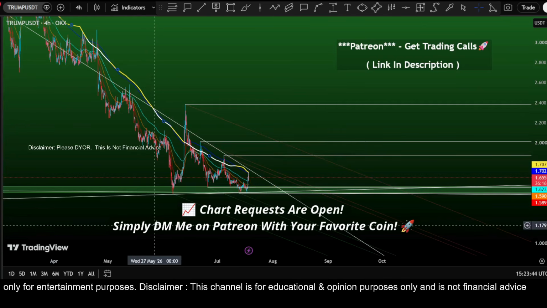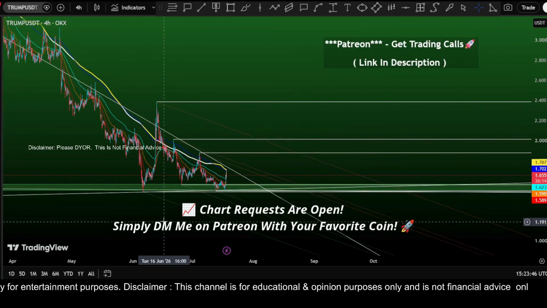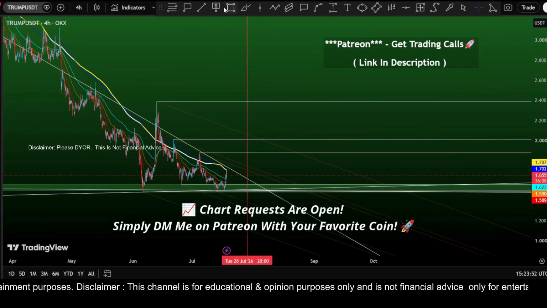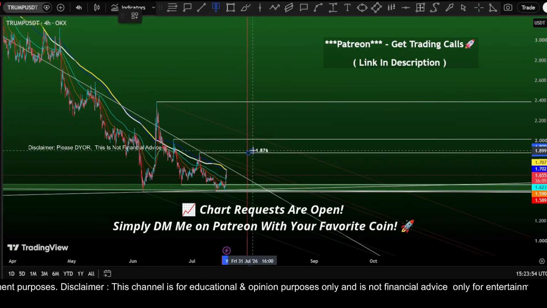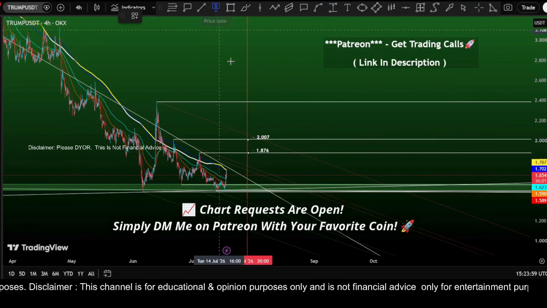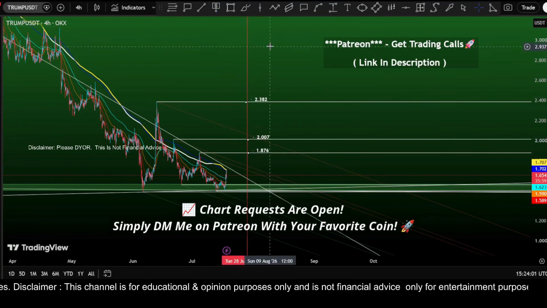Let's dive right into the charts. Today we're looking at Trump to USDT, and it is showing some really promising early signs of a bullish reversal. It's been holding strong at that $1.58 to $1.62 support zone, where buyers have stepped in several times, which we absolutely love to see. This latest rebound?